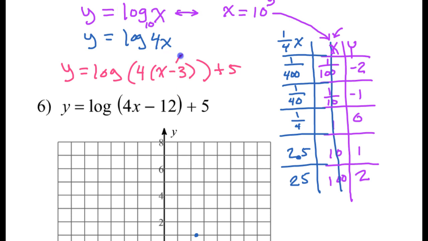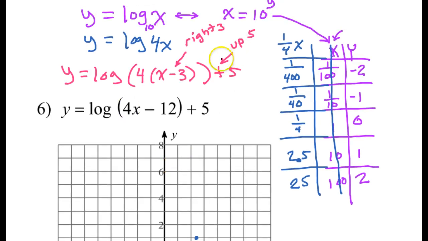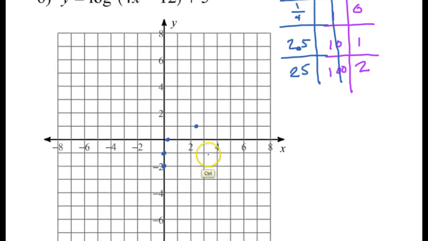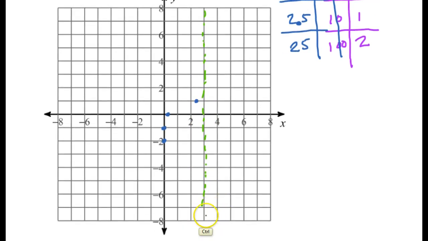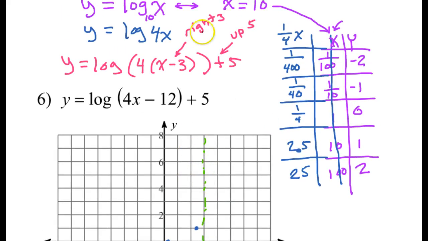Okay, because of the -3, everything will shift to the right 3. Because of the +5, everything will shift up 5. Speaking of that right 3, that's going to change the vertical asymptote. So I will have a new vertical asymptote here at x equals +3. Alright, so there's my new vertical asymptote. Show it as a dotted line.